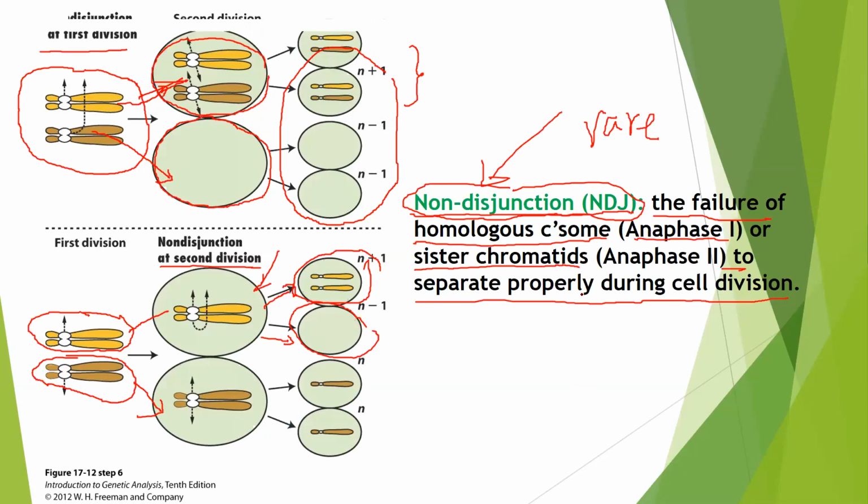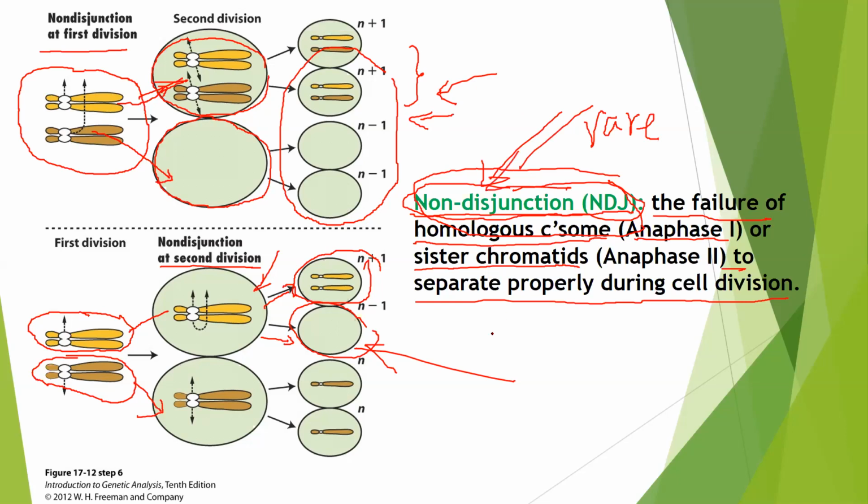Oh, sorry. I need to clarify that. All this kind of non-disjunction will be a rare situation, not just non-disjunction at the first division or at the second division. Both are rare. Okay, got it. Any other questions? Yeah, thank you for pointing out. When I talked about the first division, I said this is a rare situation, but I didn't mention that if non-disjunction occurs at the second division, it's also rare. So the entire situation is very rare. That's why we see very rare cases, for example, trisomy 21. This is very rare in the human population. All right, thank you.